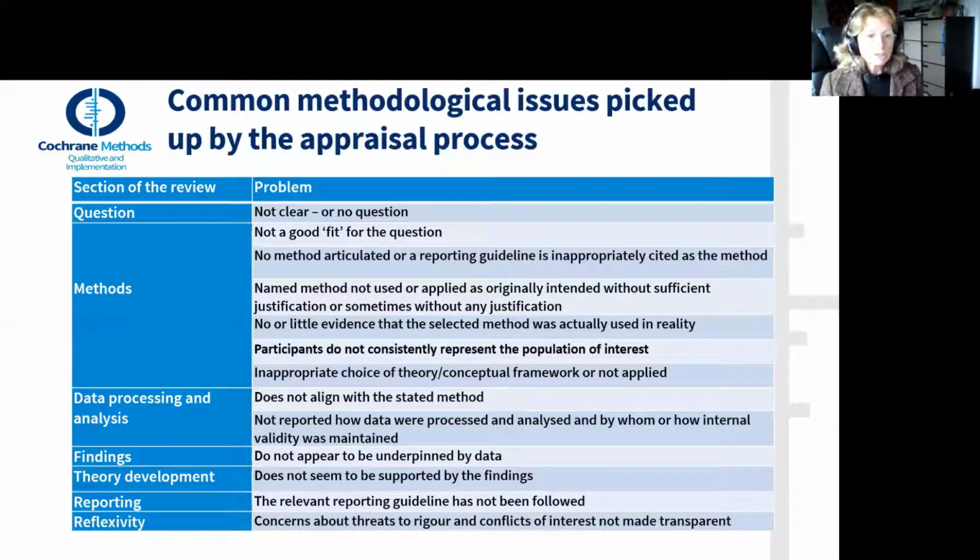It's important to think about reflexivity in the primary papers, and the reflexivity of the authors often isn't reported at all. So you might have concerns about threats to rigor and conflicts of interest of the primary authors that haven't been made transparent. Again, if you have time, you can contact the primary study authors, but often you don't have time. So we are learning to report studies more appropriately and more transparently, but you often have to learn to appraise studies that have not been well reported.